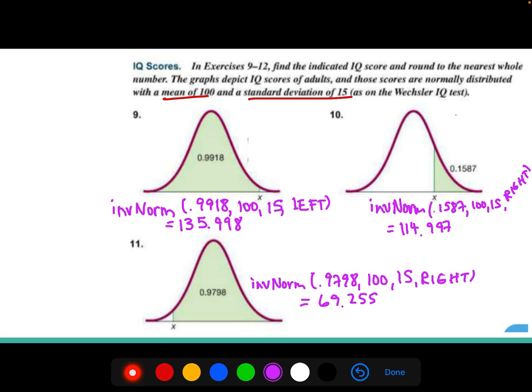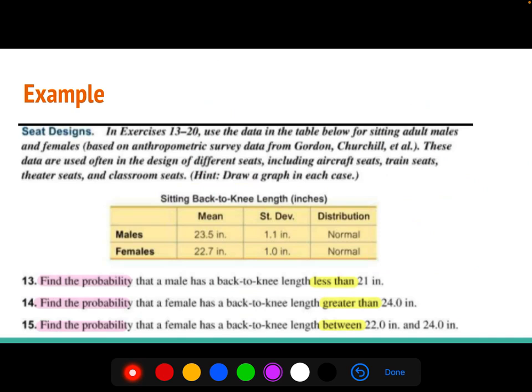So I found the IQ scores. 99% of the population is less than a 135 IQ score, the other one, 15% of the population is above a 114 IQ score, and 97% of the population is above a 69 IQ score. That's what these are telling us.